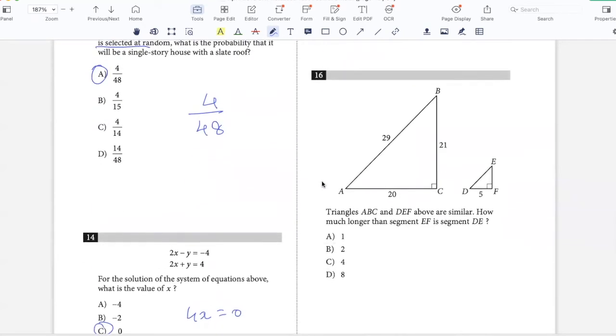Triangles ABC and DEF are similar. How much longer than segment EF is segment DE? Okay. So the ratio is 1:4, 5:420. So this side would be 21 by 4 and this side would be 29 by 4. So DE minus EF will be 8 by 4, which is 2.